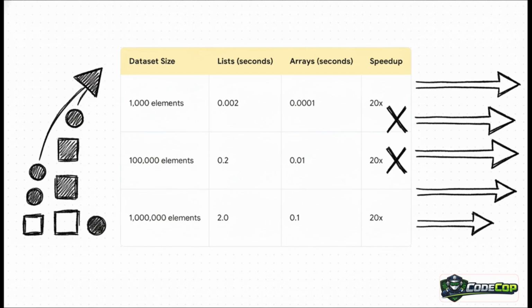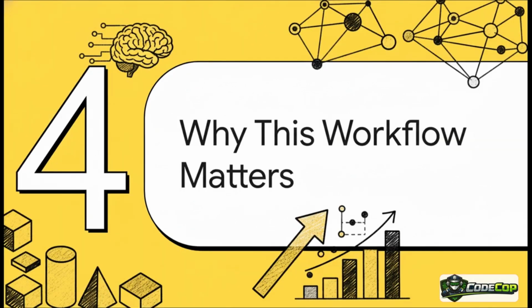Look at that. It doesn't matter if we have 1,000 elements or 1,000,000 elements. That 20x improvement holds steady. This is what scalability looks like in the real world. It means you can have confidence that your code's performance is going to hold up as your challenges get bigger and bigger. So why are we making such a big deal about this?